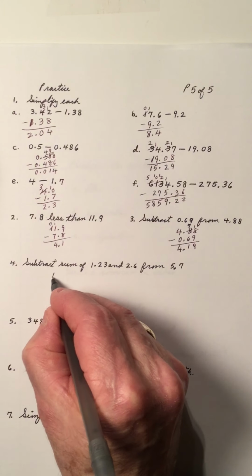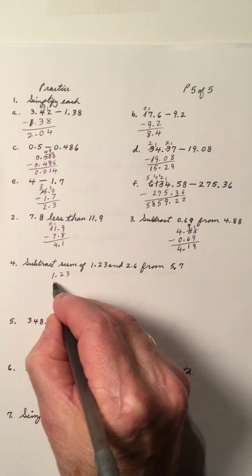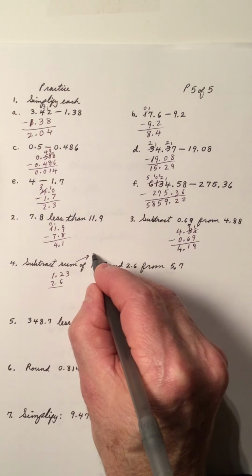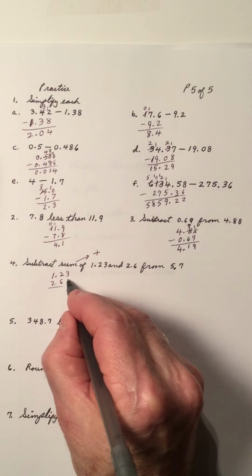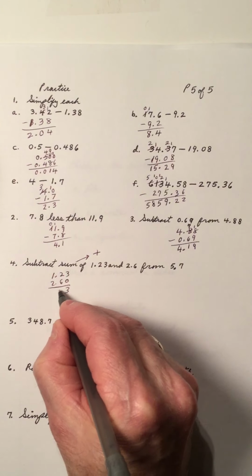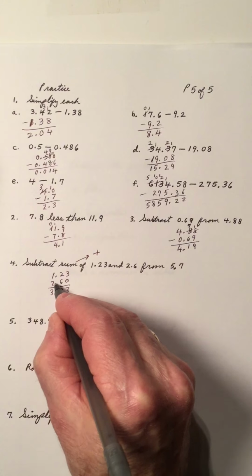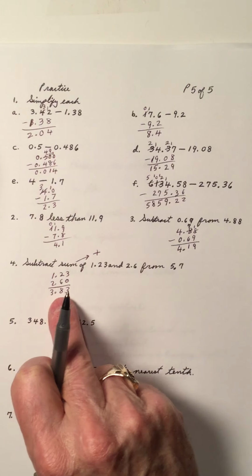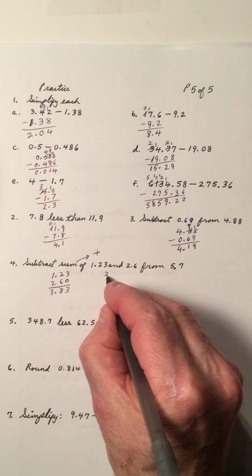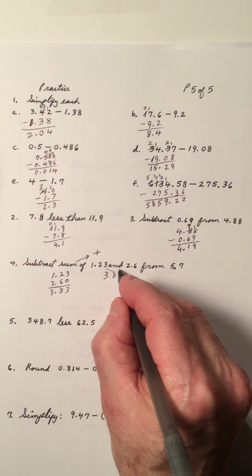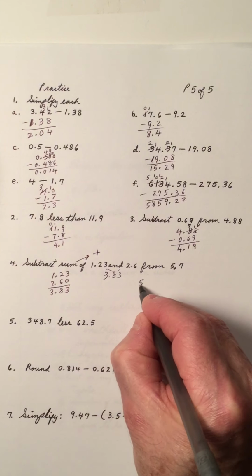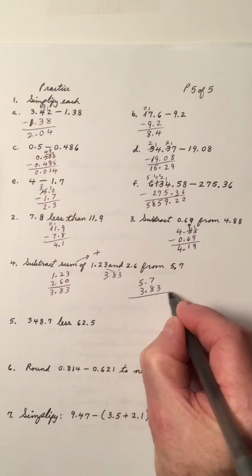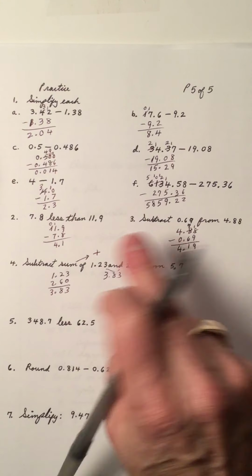Number 4, subtract the sum of those two from this. So let's do the sum first. Keep that together. Sum means add. So put a 0 there. We're going to add these up. You get 3.83, because you have to line up the decimals. Now it says subtract the sum, which is 3.83, from that, so that's 5.7. Subtract 3.83.